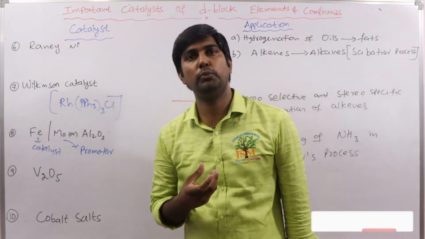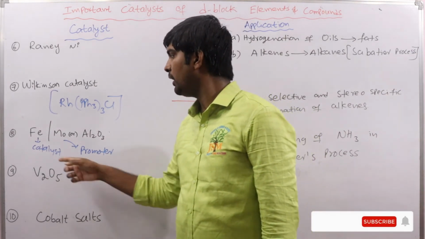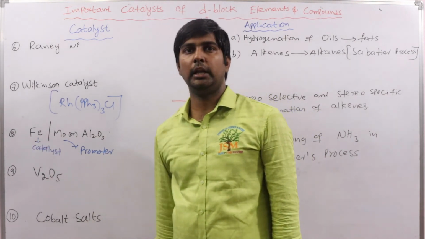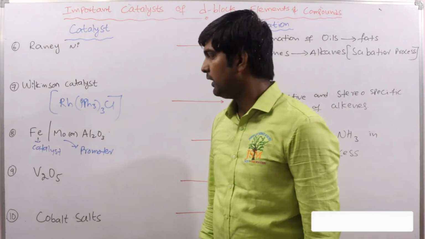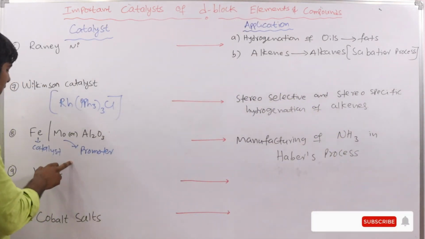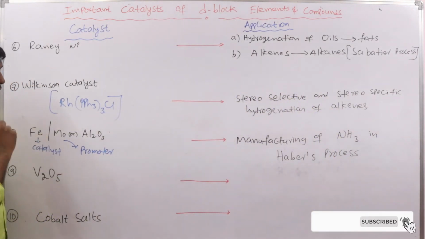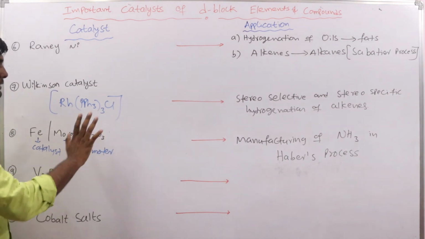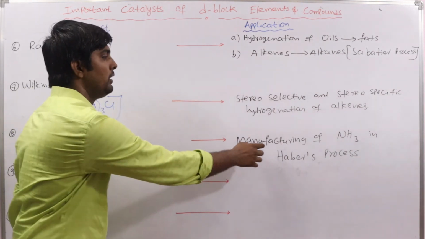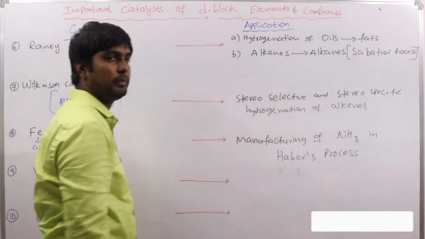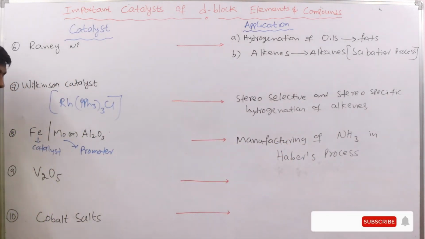What is the role of promoter? It enhances the activity of catalyst. Clear? So here this is also important. Iron is catalyst, molybdenum is a promoter. Sometimes alumina is also used. So what is the application here? Manufacturing of NH3 in the Haber's process, it is used as a catalyst.